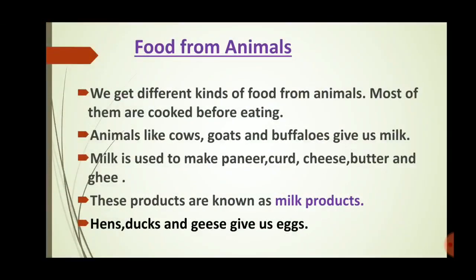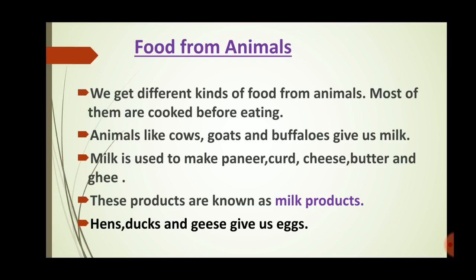Now, the next topic is food from animals. We get different kinds of food from animals. Most of them are cooked before eating. Animals like cows, goats, and buffaloes give us milk. Children, there are so many food products other than plant products which we get from animals, like eggs, fish, milk, and other dairy products. Most of the food that we get from animals is cooked before eating.